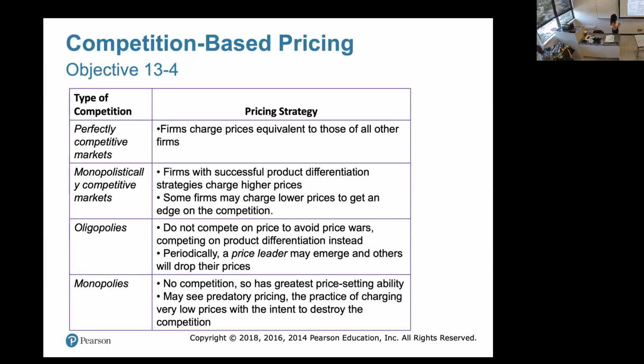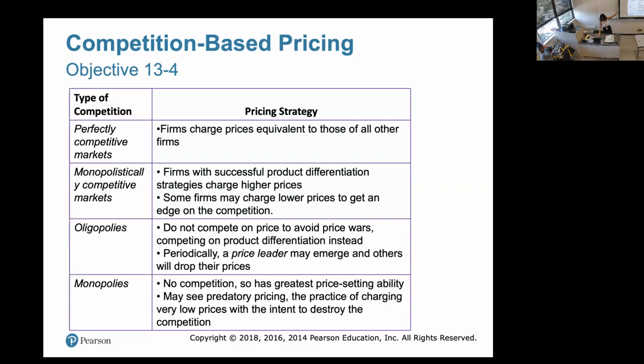Competition-based pricing, you look at what the competition charges, right? And I think it was the second chapter where we talked about economic systems, market system, free market system versus government controlled systems, right? Depending on the products you're selling, there are different things you can do. I'm not going to go over all of these, but perfectly competitive markets are very common with consumer products. It's when firms set the price equivalent to all the other firms, they're about the same, right? And this happens a lot with consumer products, maybe like grocery store products and things like that, right?